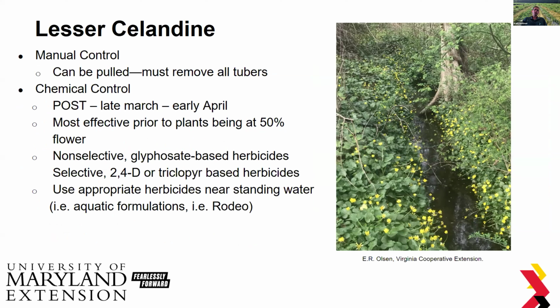Control: lesser celandine can be controlled manually. The problem is you have to dig up all those tubers and remove them, or else it's just going to come back. Chemical control: there aren't really any soil-type herbicides you can apply to prevent this. Most are going to be post-foliar applications made in late March to early April. These applications are going to be most effective when the plants are at about 50% flowering.